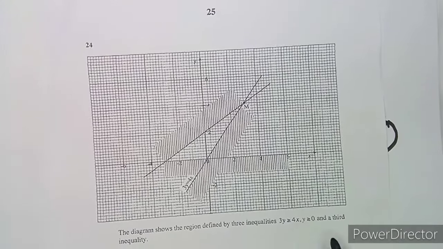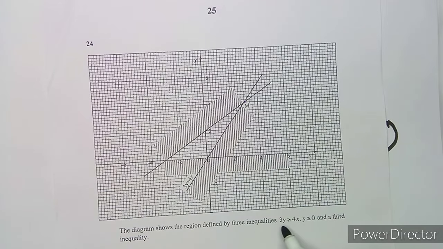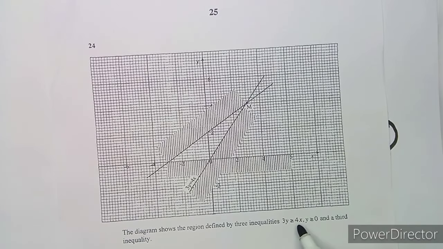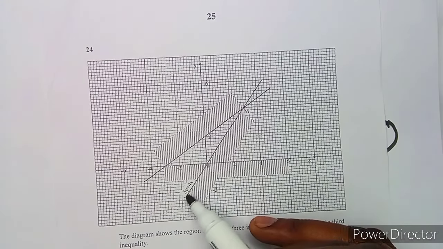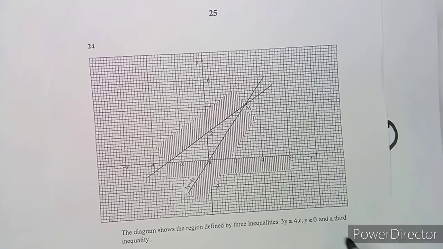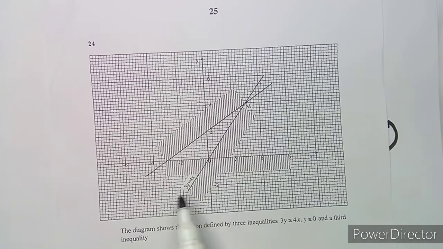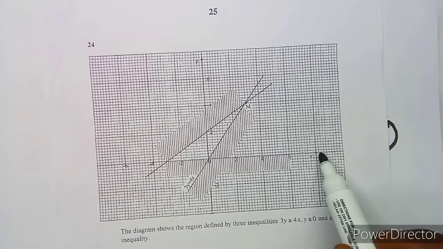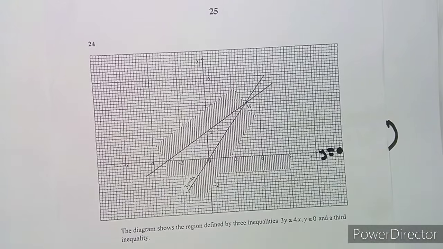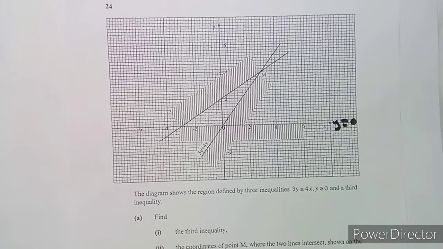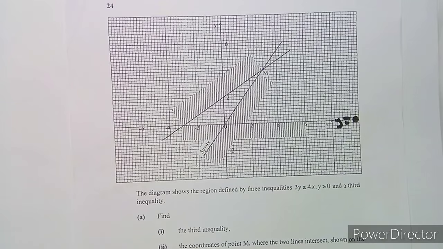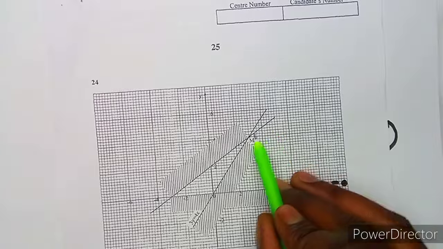So we've got three inequalities, and of these inequalities, we are given 3y is greater than or equal to 4x. Definitely it's from this line, because this is 3y is equal to 4x. Y is greater than or equal to 0, which is actually this line, because this is the line of y is equal to 0. Remember, the x-axis. So the question is to find the third inequality. So definitely the third inequality, I have to play around with this line.